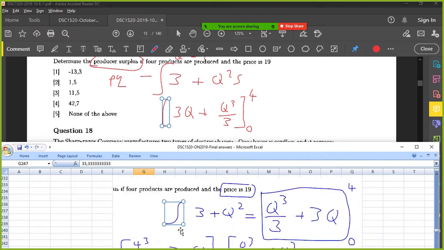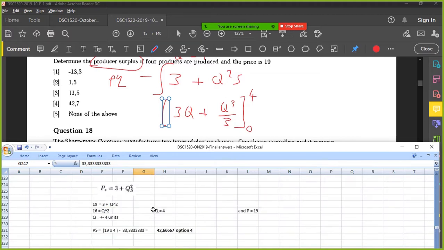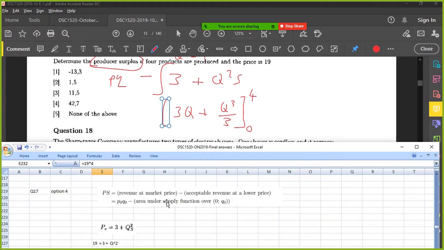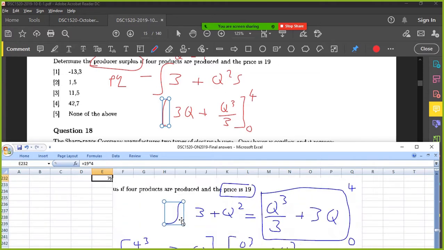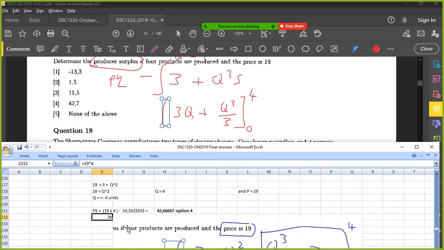Okay, and then going back to the formula, it said P0 Q0. So what is P0? It was 19. So 19 times 4 is what? Let's work it out. 19 times 4 is 76. And then you're subtracting the area under the supply function, which is what we calculated there, the 33.3. Does that make sense? Yep.